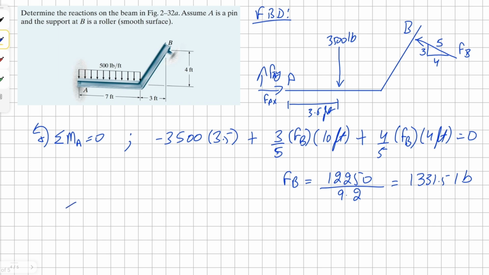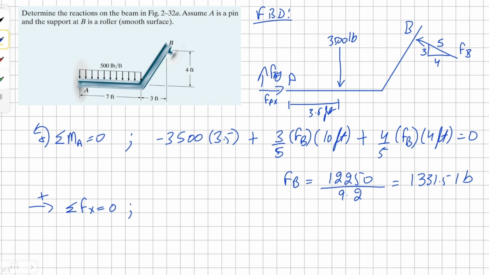So we can simply sum our forces in the X direction, and we can assume left to right as our positive for the force. So for our FAX, this is going to be positive because it's going left to right, and then our force BX will be negative because it's going the opposite way. And this would become 4/5 times the force FB that we just found. Solving this, we should get a really good number here, and this comes up to 1,065.2 pounds.